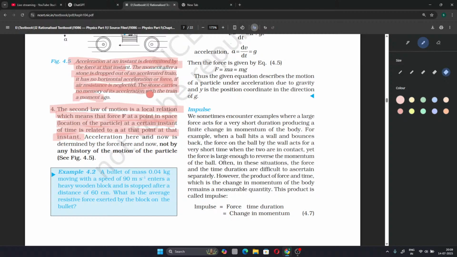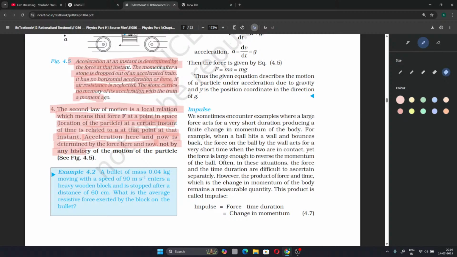Basically, a simpler way of saying that is: acceleration here and now is determined by the force here and now. Only when there is a force is there an acceleration. And the instant this force is zero, the acceleration also becomes zero. There is no delay in that. The instant the force becomes zero, acceleration also becomes zero.